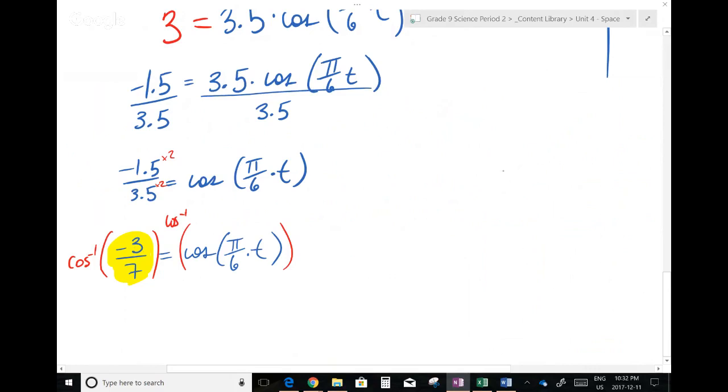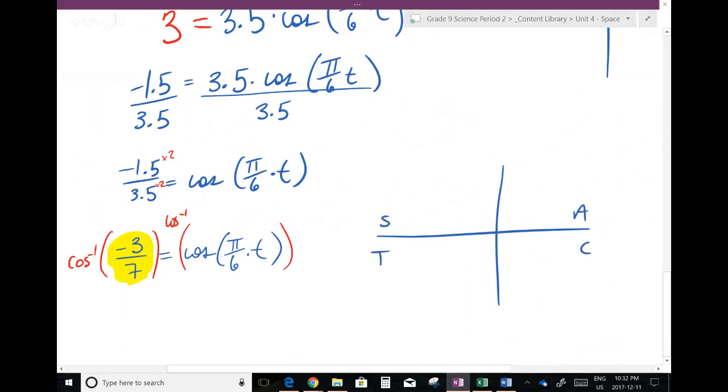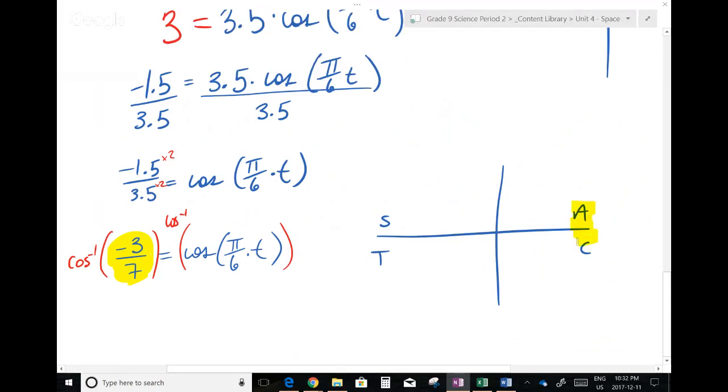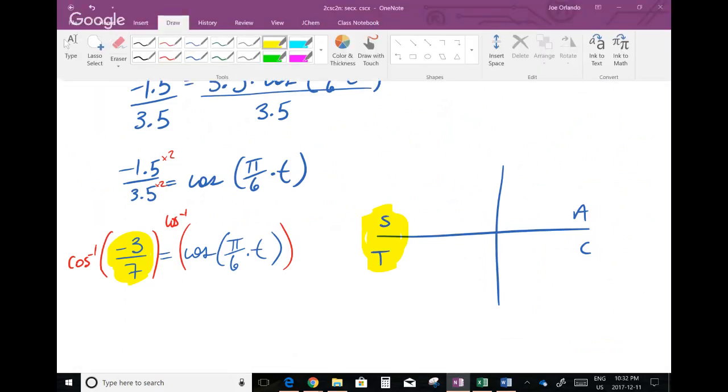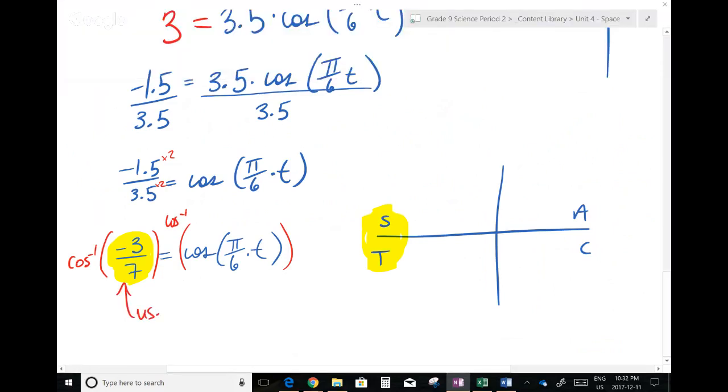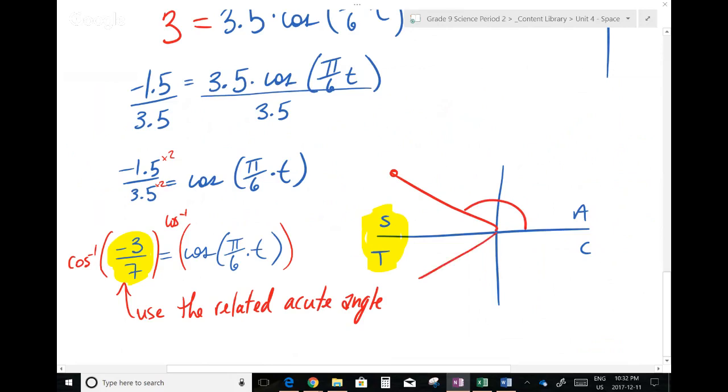Now keep in mind this number is negative. So if we look at the CAST rule, we know that here cosine and all of them are positive. So that doesn't work for us, actually. So our solutions are going to be in this side. But I'm going to use the related acute angle, which is just to say I'm going to ignore that negative sign, because the negative sign is going to give me a solution up in this quadrant, and it'll give me the angle like that. But it'll actually make finding the second angle that's down here a bit more of a pain.